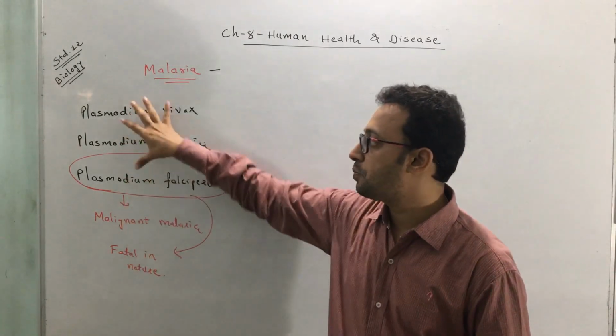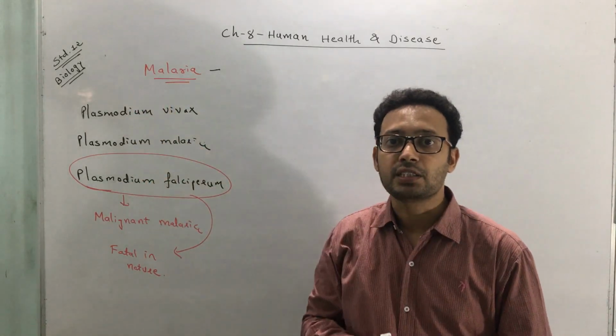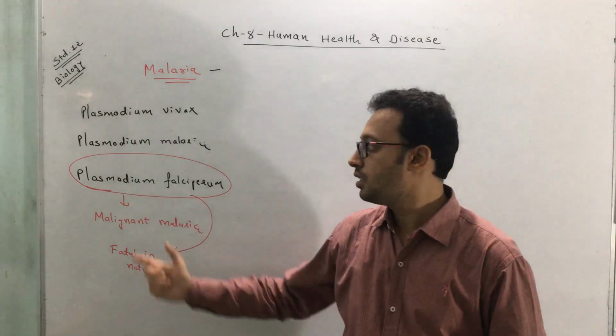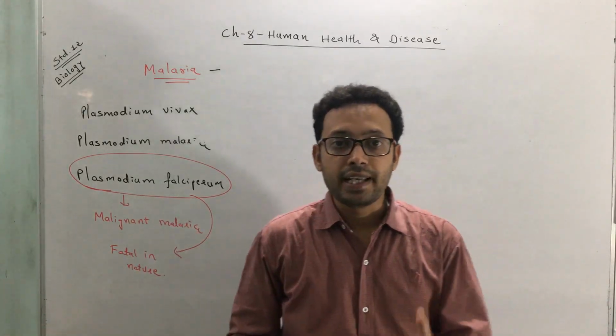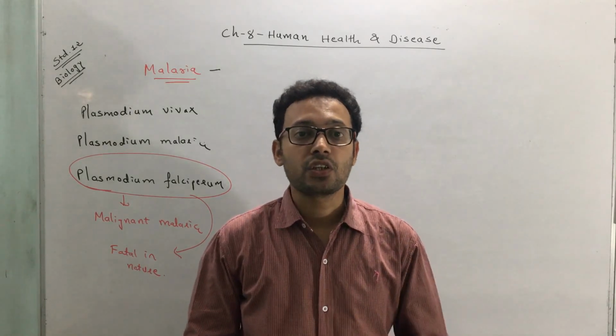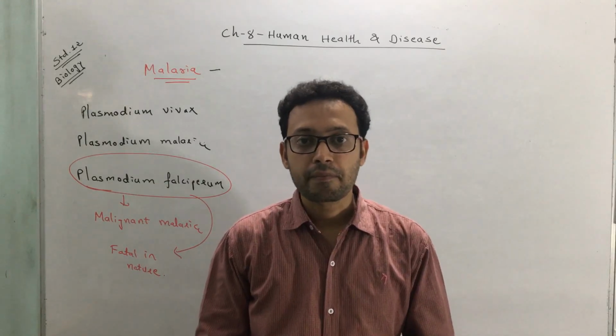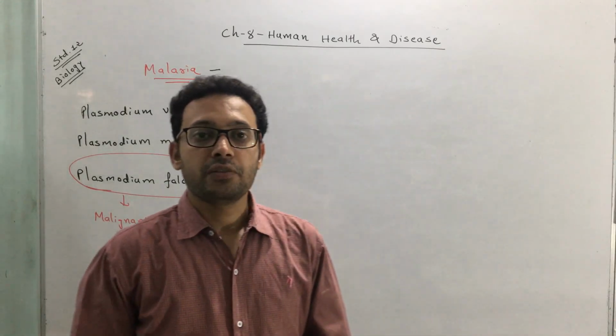From Plasmodium vivax, Plasmodium malariae, and Plasmodium falciparum, the most dangerous one is Plasmodium falciparum. The malaria produced by it is also fatal in nature, and it may also result in the death of a human being. So this is about the causative agent.